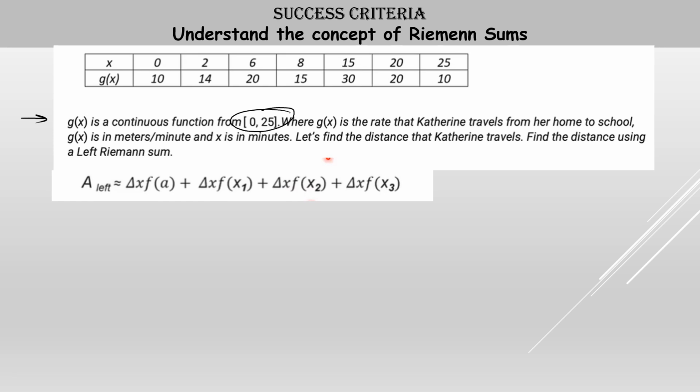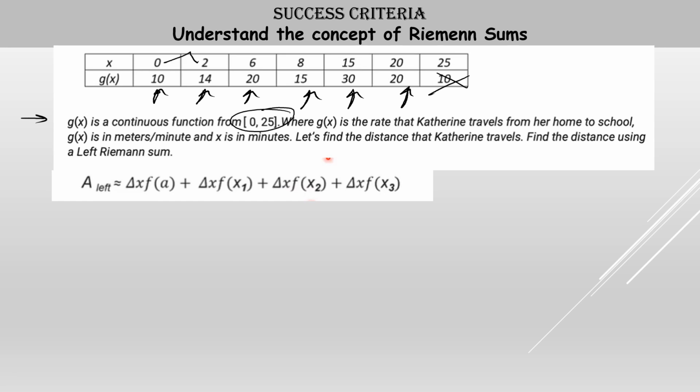But always remember that if they are asking you for a left Riemann sum, leave the last point and take the points from left to right. If you have to read the same graph from right to left, leave the first point and use the other points. Now, first of all, we have to check the width.